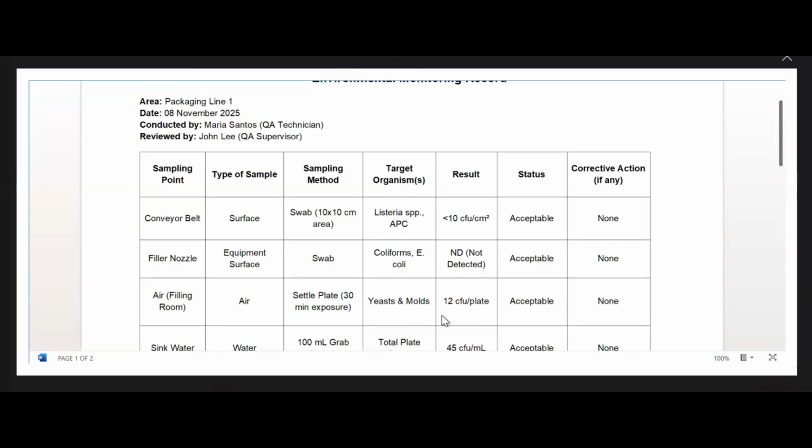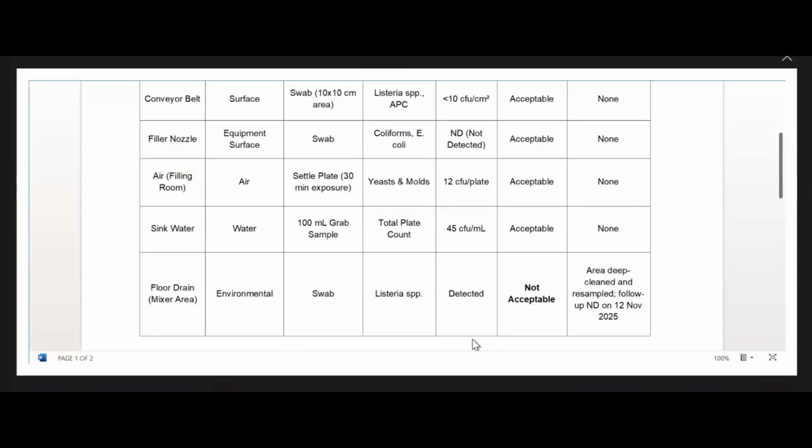The analysis focused on relevant microorganisms or target organisms such as Listeria species, coliforms, APC or aerobic plate count, yeast and molds, and total plate count. So results showed that all areas were within acceptable microbiological limits, indicating effective sanitation and cleaning procedure, except for one location, which is the floor drain near the mixer area, where Listeria was detected. So immediate corrective actions were implemented, including deep cleaning and resampling. Follow-up results confirmed that the contamination was eliminated.